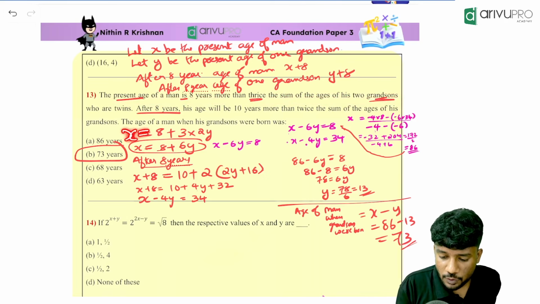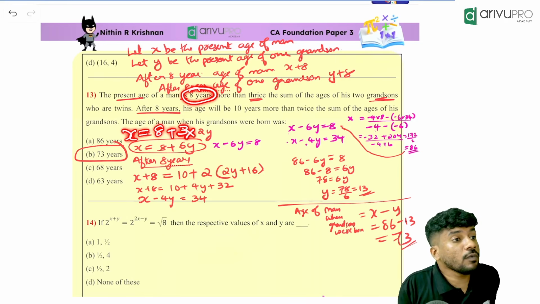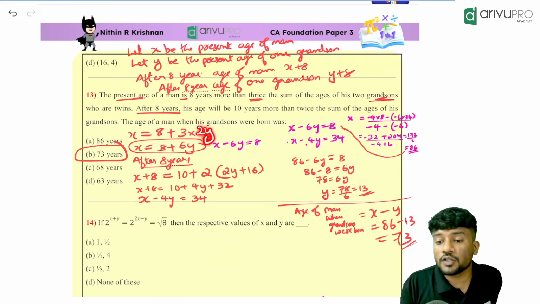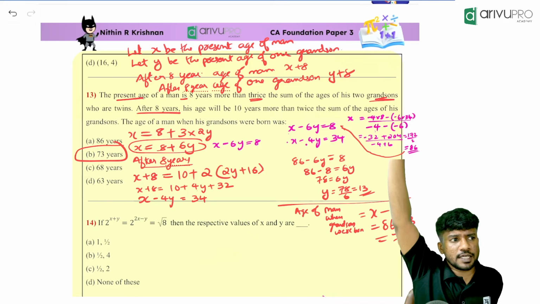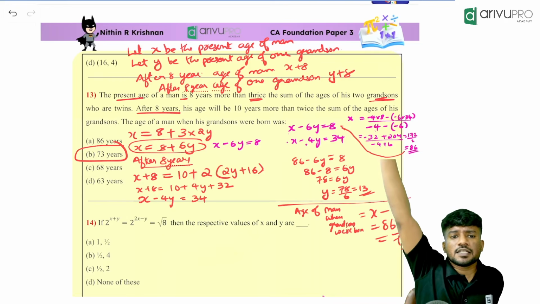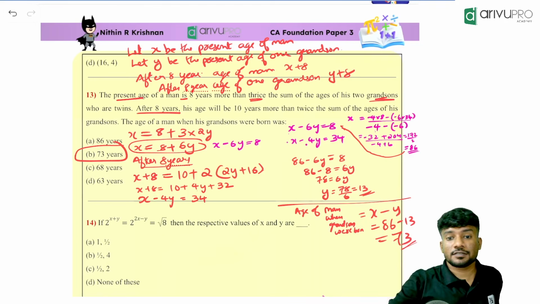So x is equal to 8 years more than means 8 plus. Thrice means 3 times of how much? Sum of the two grandsons. Sum of the two grandsons means y plus y is how much? 2y. What if it is given like this? Can anyone tell me what if the question was like present age of the man is 10 years more than 4 times the age of one grandson? 10 years more than 4 times the age of one grandson.